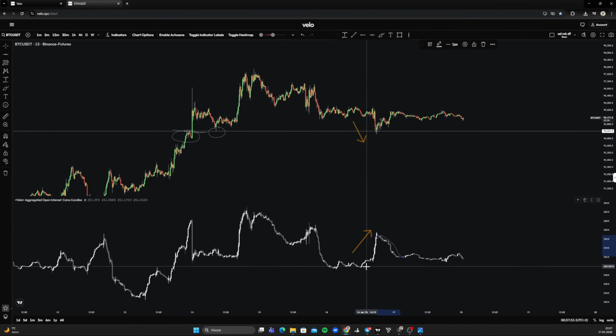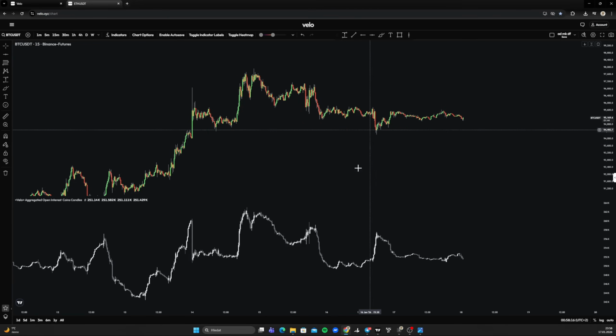So this is the next one. But as I said, when you see a huge rise in open interest and the price is going down, it's usually a sign that once the price finds the bottom and shorts start closing their positions, it's very often a great scenario for going long.